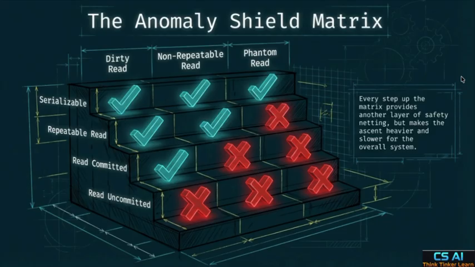The anomaly shield matrix summarizes the protection levels. Read uncommitted protects against nothing. Read committed shields you from dirty reads. Repeatable read adds protection against non-repeatable reads. Finally, serializable protects against all three, including phantoms. Every step up this matrix provides another layer of safety netting, but makes the ascent heavier and slower for the overall system.